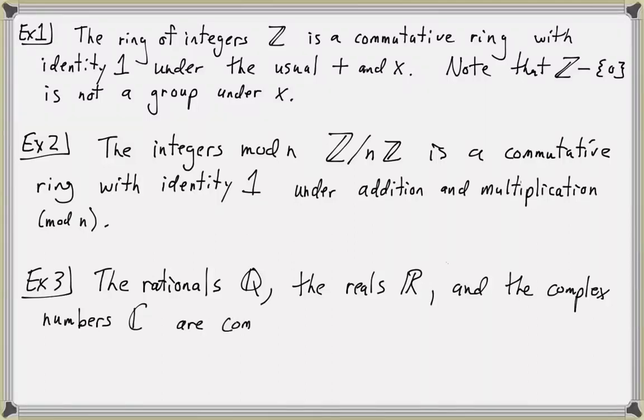Are commutative rings with identity 1. These rings actually have some other interesting properties. One interesting fact about these three commutative rings is that every non-zero element of these rings has a multiplicative inverse. A commutative ring that has that property is called a field, which we'll define later.